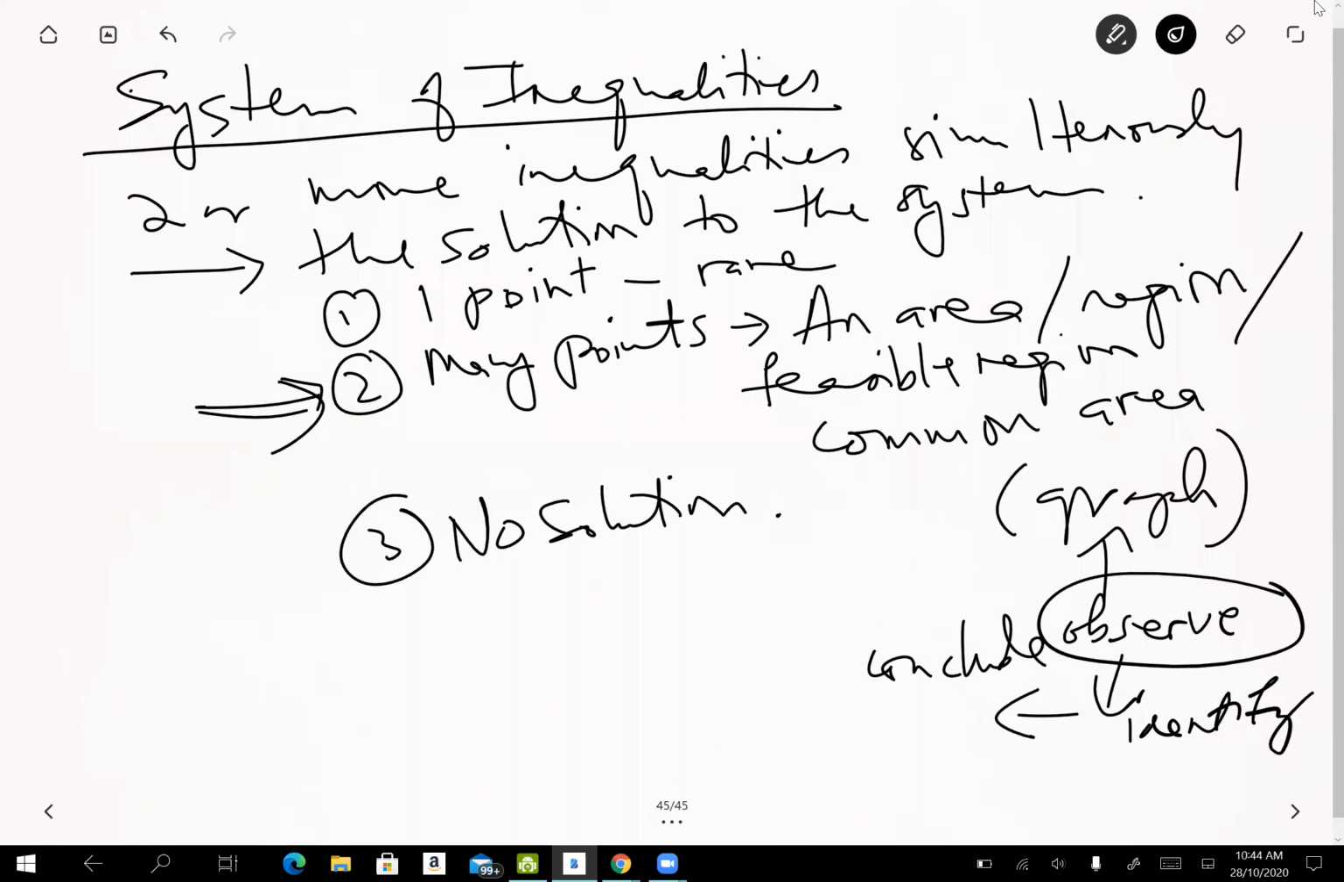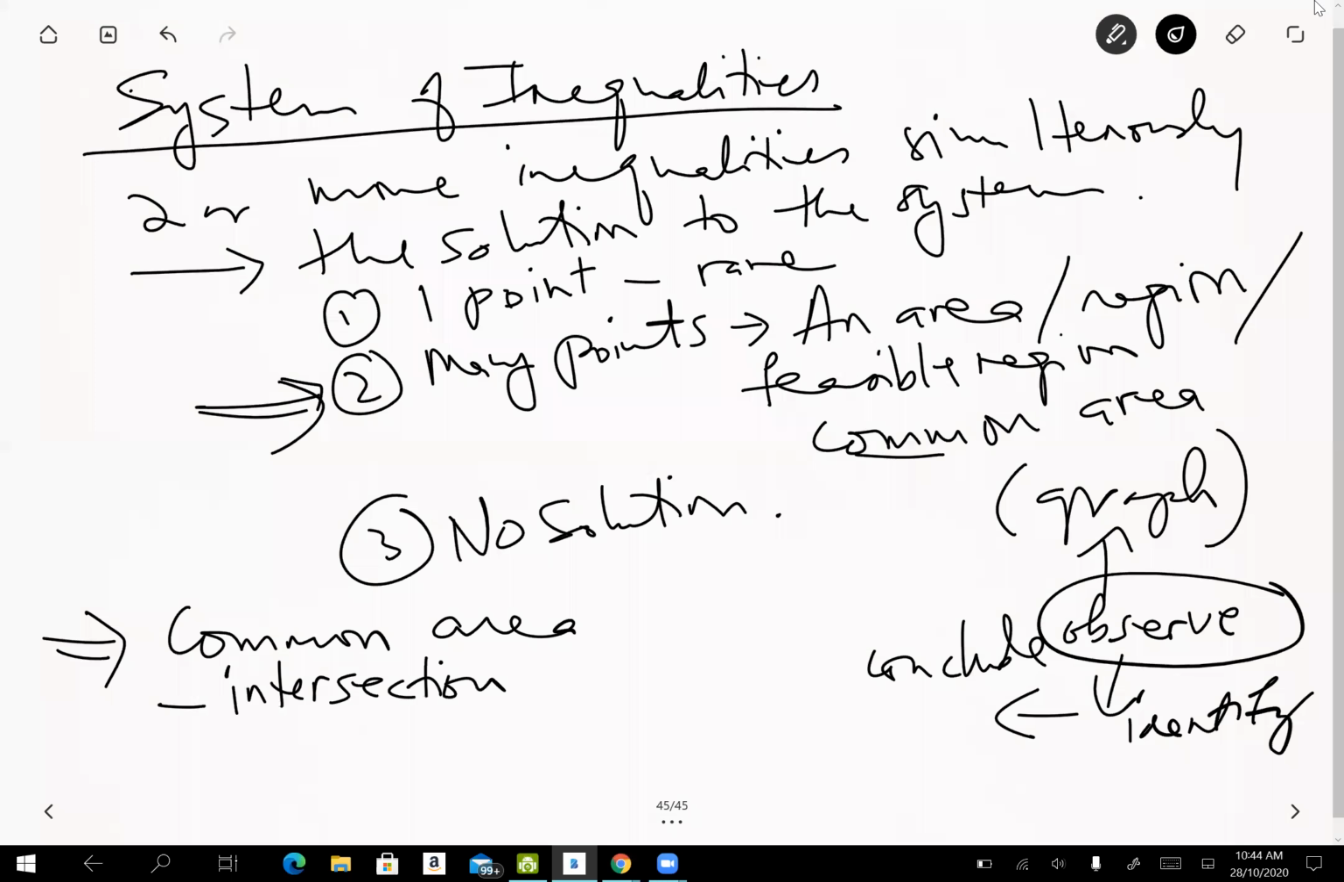Now that solution, we will do it by observing the common area. I already stated that, common area. What do you mean by common area? It's the intersection area. Intersection points or intersection area, because there are many points. So it is an area.